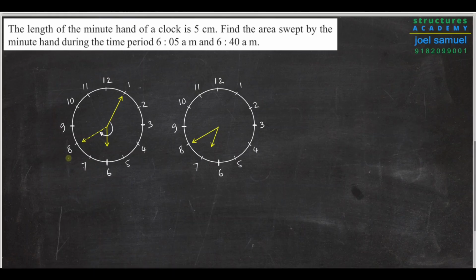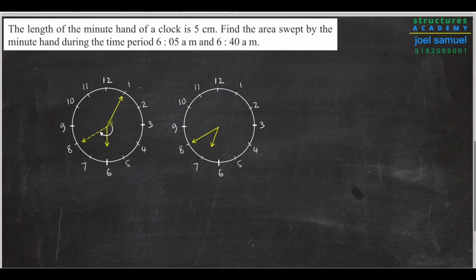As you can see, I have drawn two clock faces, one showing the initial time 6:05 am. Let's say the hours needle is here pointing to just beyond 6, and the minutes hand is at 1, which is indicative of 6:05, and the final time is 6:40 am, which is when the hours needle is close to 7 and the minutes needle points to 8. So what we need to do is find out this particular angle which I've shown in the first figure.